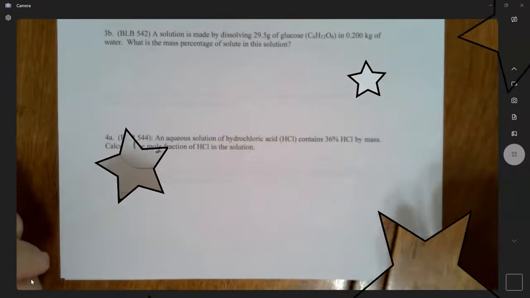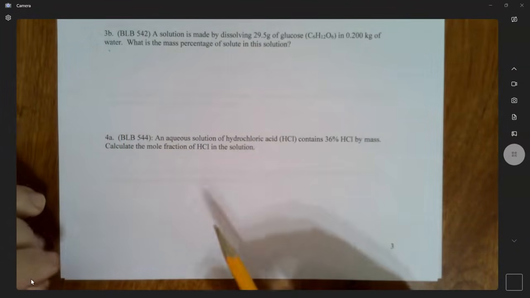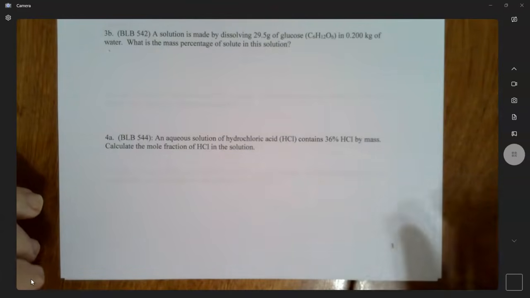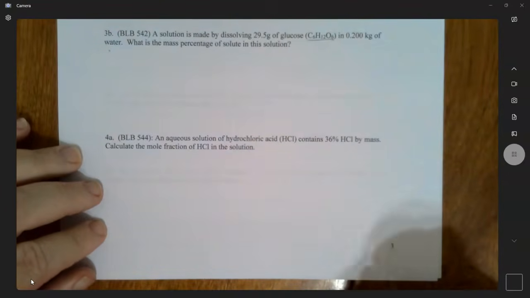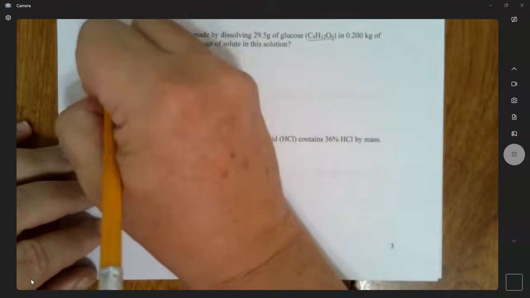Okay, we'll move on to 3. Now in class I did 3b instead of 3a, so I'll go ahead and do that one here. A solution is made by dissolving 29.5 grams of glucose, and there's a formula for glucose, in 0.2 kilograms of water. What is the mass percent of the solute in the solution? Okay, so let's go ahead and write the formula for mass percent.